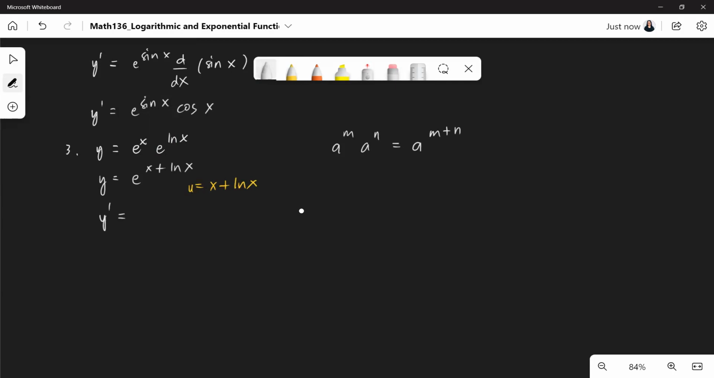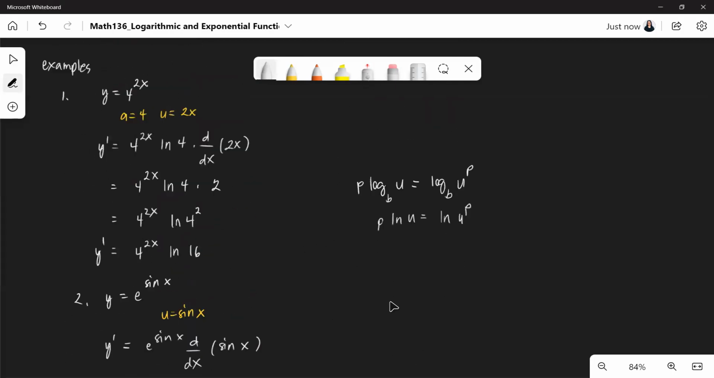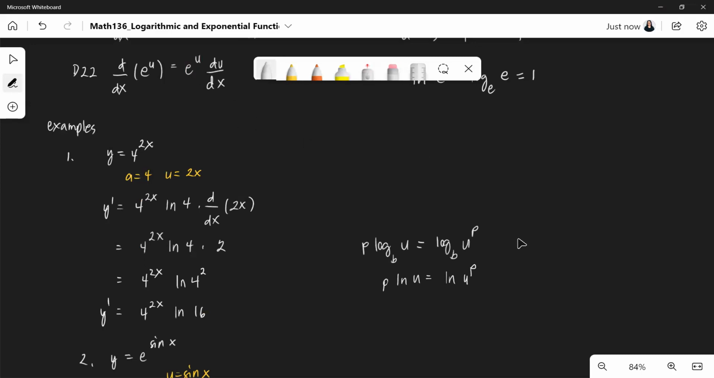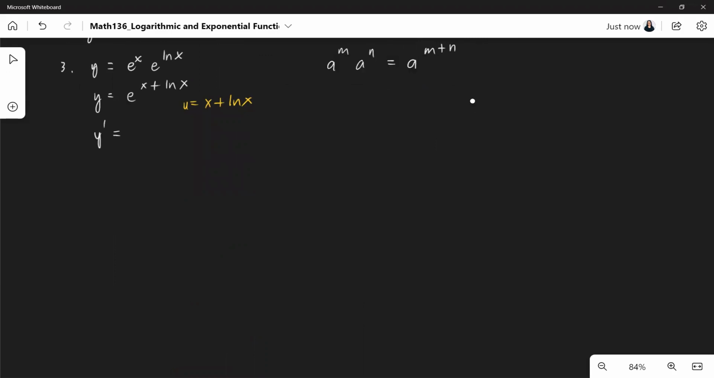Okay, so according to D2022, derivative of e to the power of u is just e to the power of u times the derivative of u. So you copy the given. So e raised to the power of x plus ln x, and then multiply it with the derivative of u, so derivative of x plus ln x. So derivative of x is just 1, right? And then plus derivative of ln x, it's using logarithmic functions differentiation.